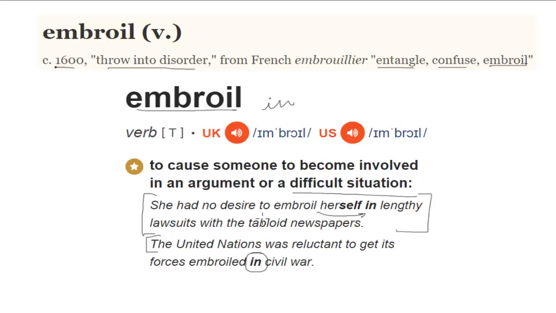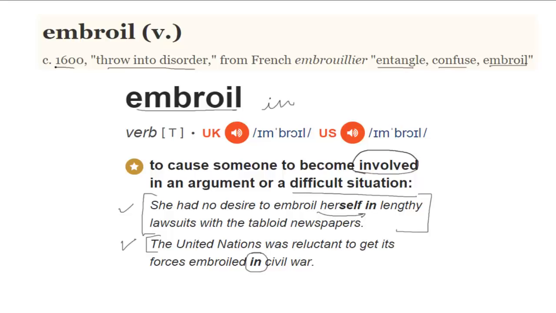The second sentence says the United Nations was reluctant to get its forces embroiled in civil war. If you look at the connotation of the word, embroil is always used in a negative sense, in the sense that you are involved in something, but that something is always undesirable. That is how the negativity creeps into the word. So in both cases, we see the negativity in the sentences. When I say you are embroiled in something, that something has to be negative or undesirable, right?